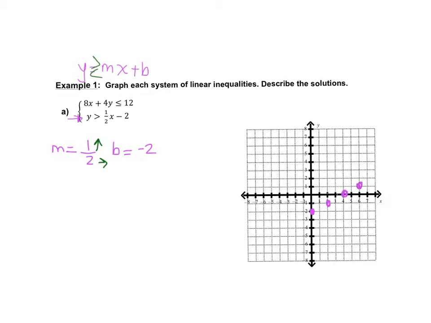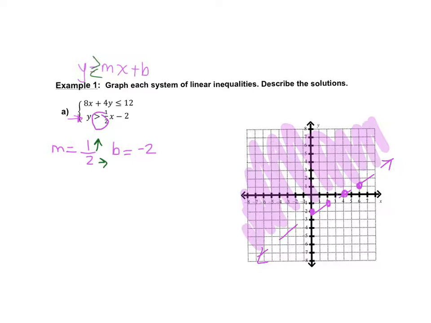And it is a greater than symbol, as you see here. It does not have the or equal to, so it's going to be a dashed line. And it's greater than, which means that we're going to shade above the line. So we're going to just go ahead and shade this way.